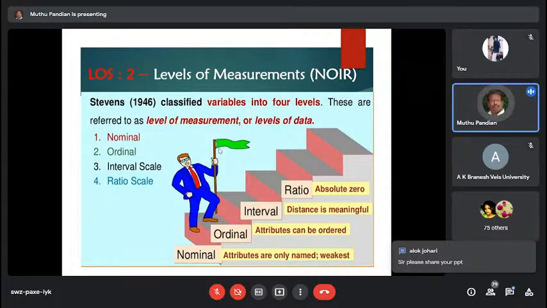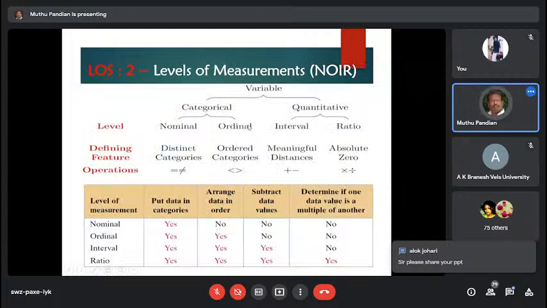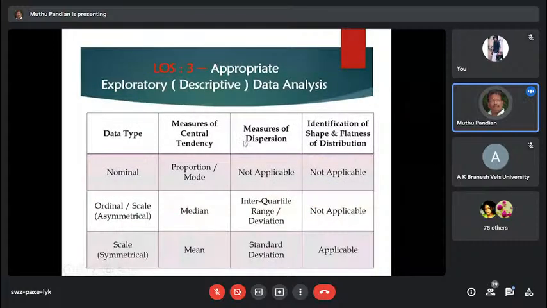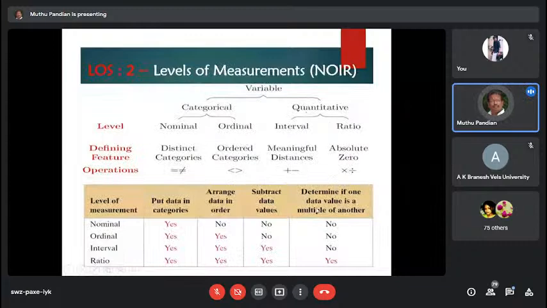So these are all the variables and levels of measurement. All the levels of measurement, what we can do and what we cannot do, I have given here for your reference. You can refer to it a little later, because I don't have time to talk about each and everything here.